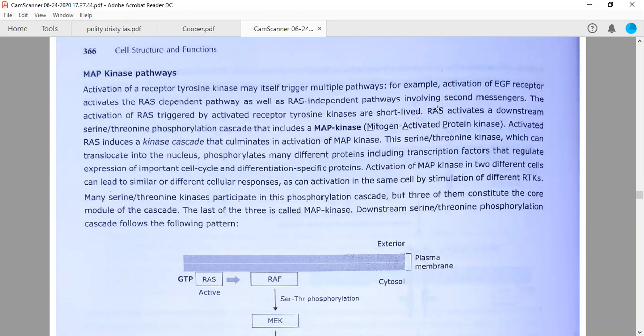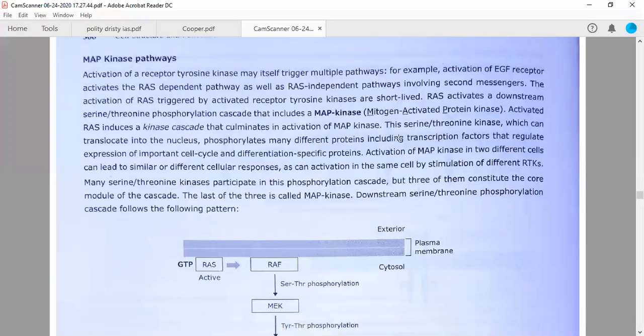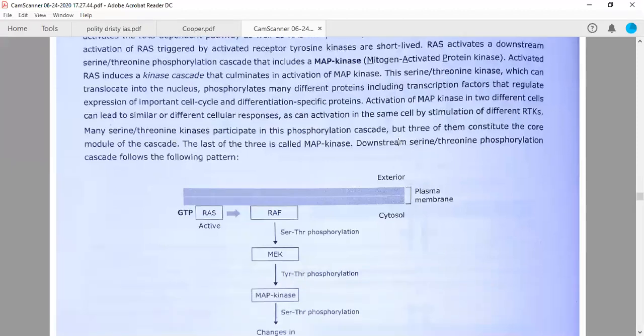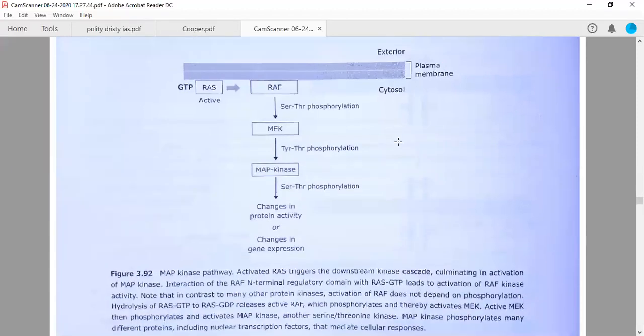Okay, so this RAS protein activates a downstream serine threonine phosphorylation cascade that is called MAP kinase, for mitogen activated protein kinases. Activated RAS induces a kinase cascade, and many of the kinases are activated in this way. From here you will be able to understand the same thing. This RAS, when bound to GTP, is active. This will activate RAF, and this RAF protein is a serine threonine kinase, which is a MAP kinase kinase kinase. Actually, this is 3K.